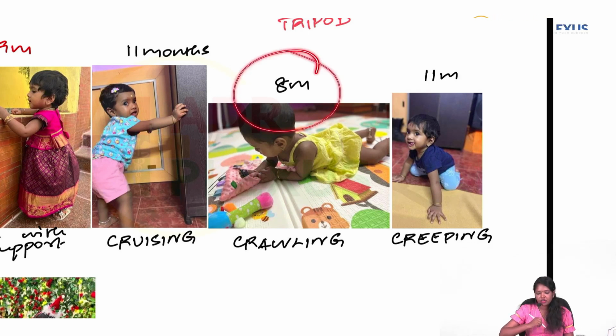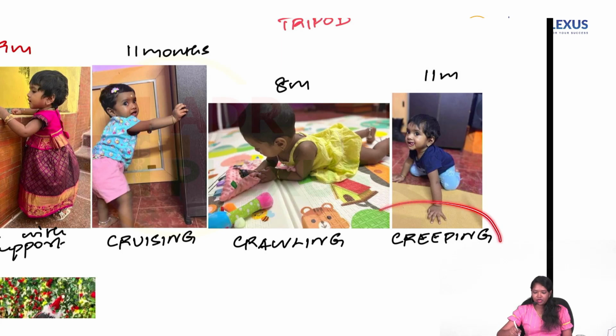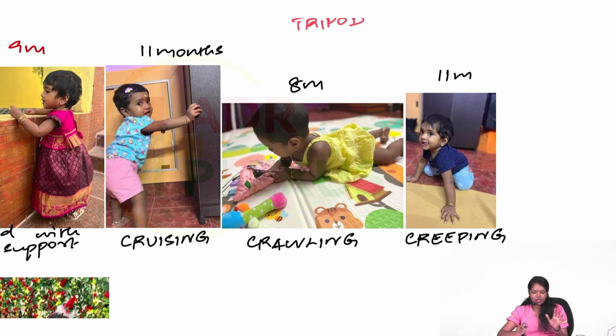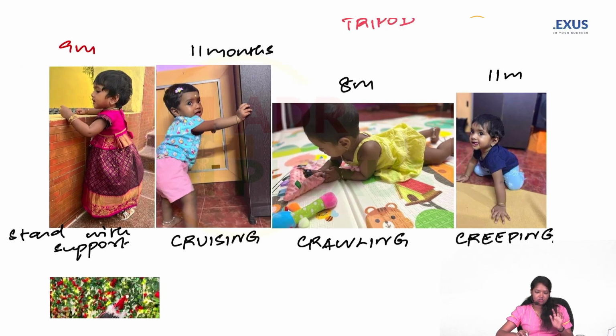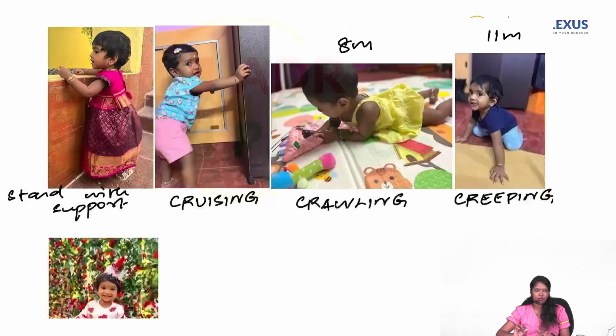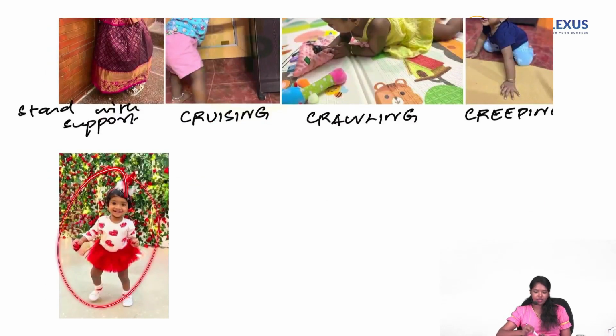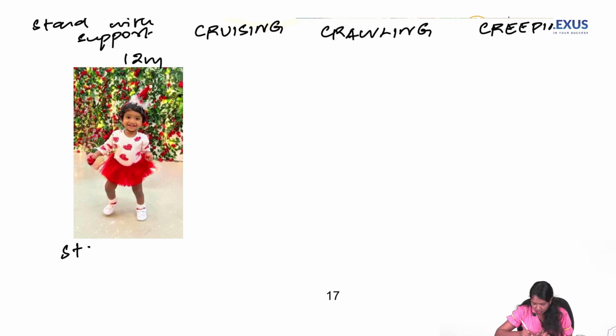Clear? So first the baby will crawl and then the baby will creep. Crawling is touching the ground. Creeping is not touching the ground. 8 months and 11 months. Now where is our baby? Somewhere around 11 months. The baby was able to stand with support around 9 months. What is the baby doing now? The baby is standing without support. When? At 1 year, the baby can stand without support.